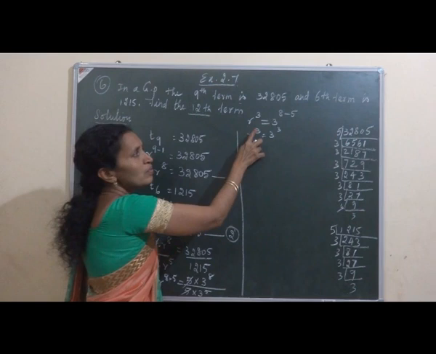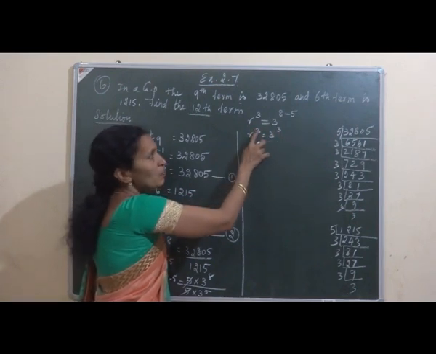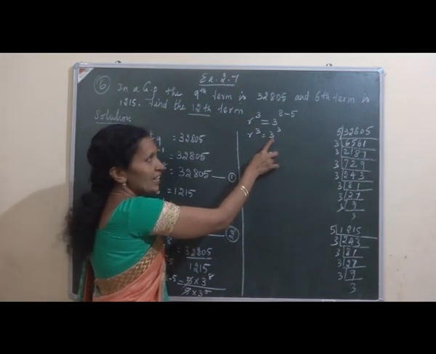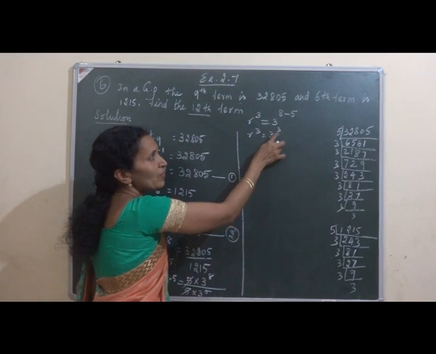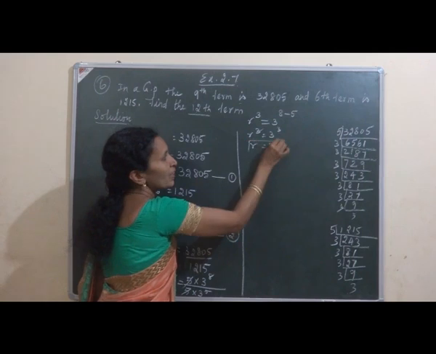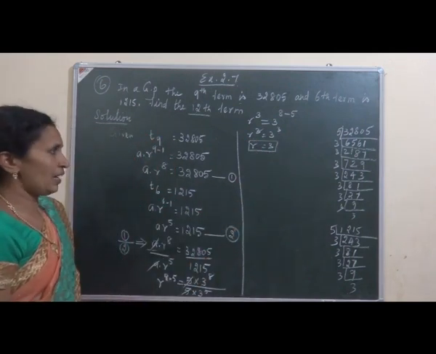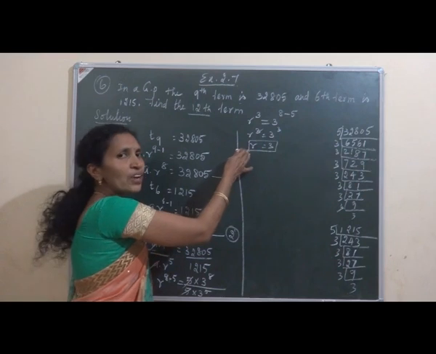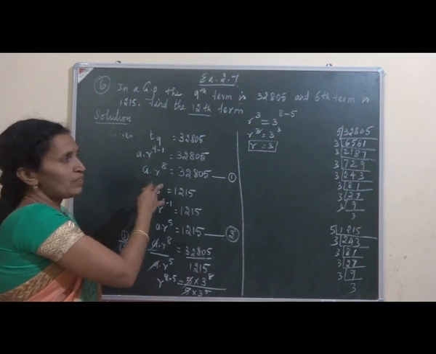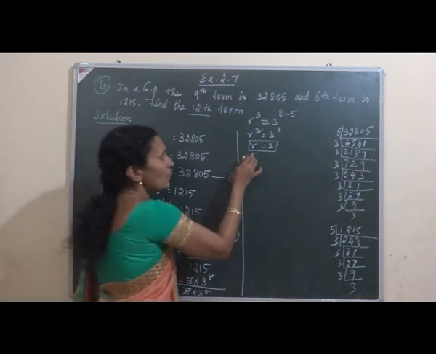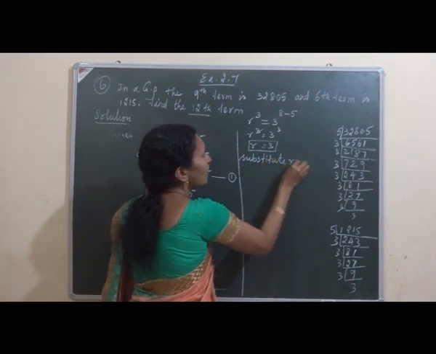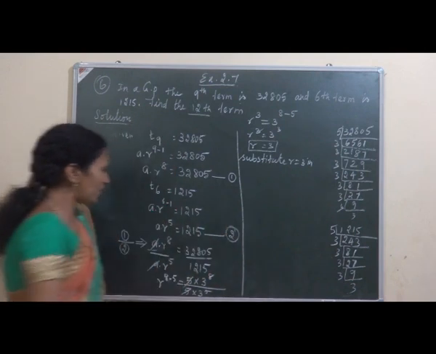See here, power same. Power same means base also same. We can consider, isn't it? So R power 3 equals 3 power 3. Therefore R equals 3. The value of R equals 3. Now you know the value of R, but until now you don't know the value of A, isn't it? But you can find. So this R value, you substitute in any one equation. Substitute R equals 3 in the selected equation.